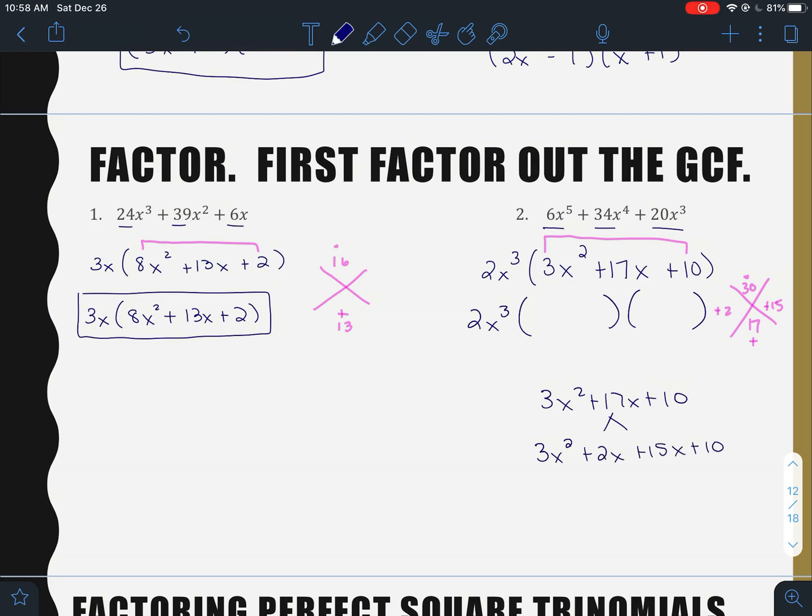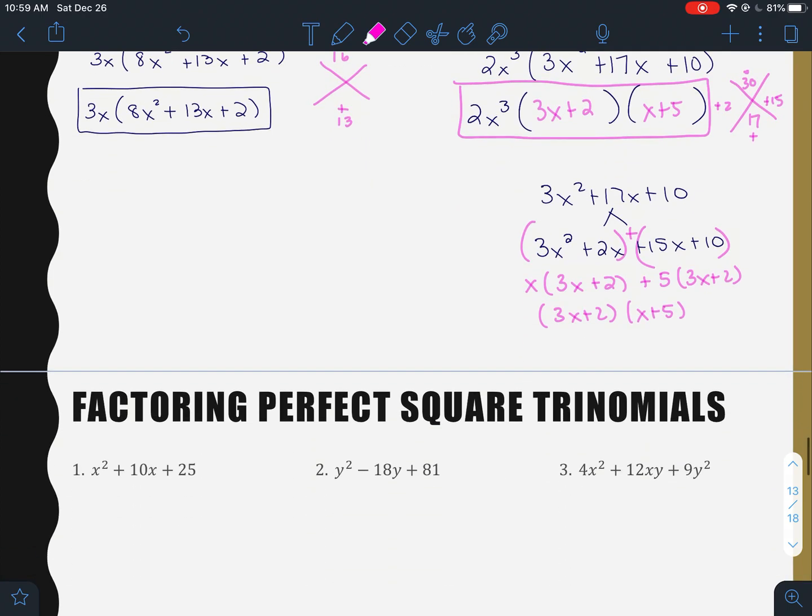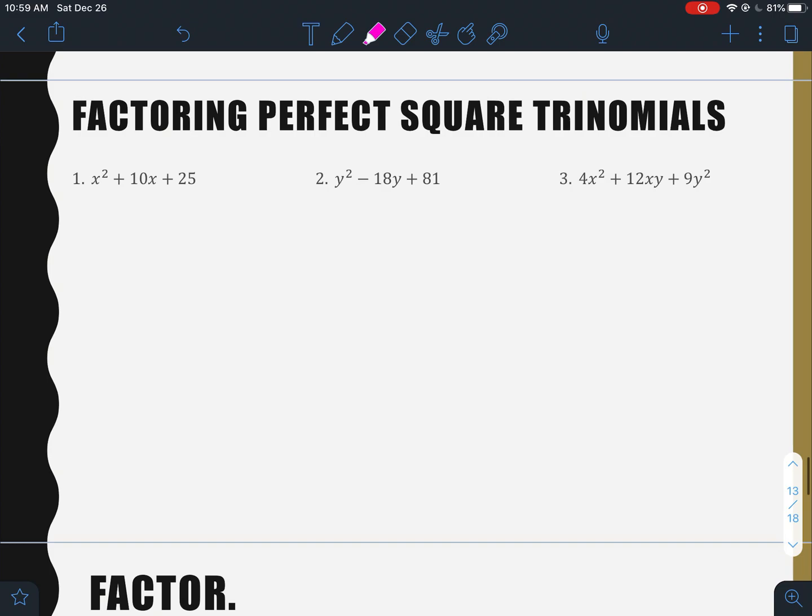So break up that middle term: 3x squared plus 2x plus 15x plus 10. Group together the first two, group together the second two, plus sign in the middle. So I can factor out an x, and I'd have 3x plus 2. I can factor out a 5, and I'd have 3x plus 2. So that trinomial would factor into 3x plus 2 times x plus 5. So we would have 2x cubed times 3x plus 2 times x plus 5, and that would be the completely factored form for that original trinomial.